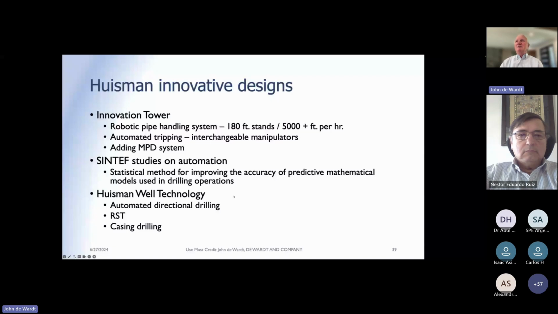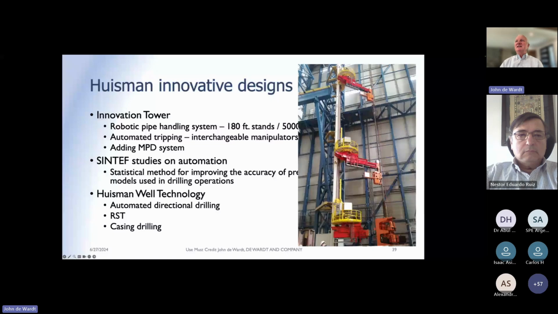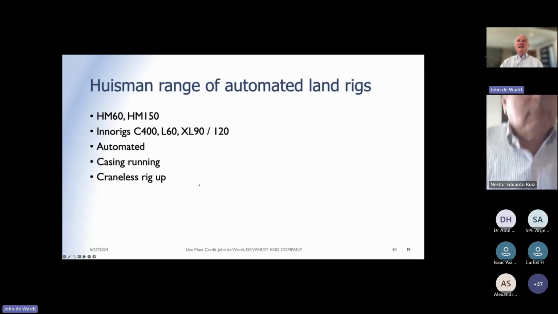This is a mock-up or rig-up of their tower inside a building, and you can see the manipulators that they have that reach out and move the pipe around. And they have a demonstration tower in their Rotterdam facility that we, as DSATS, have been to and we've seen it operating. And then they have a range of automated land rigs, and just running down the list here, you're looking at casing running, craneless rig up, automated.